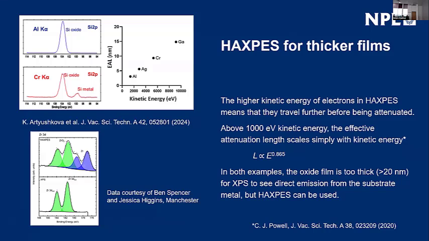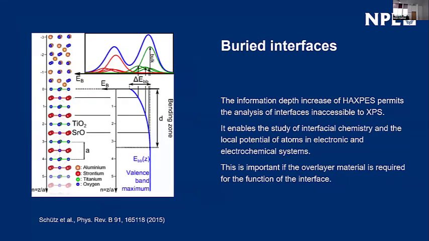I've already said that the attenuation length is closely related to the kinetic energy. So HAXPES gets you through thicker films, and these are just some examples of this 25 nanometer silicon oxide. You can't see through it with normal XPS, but you can with chromium K alpha radiation. And this is a comparison on zirconium oxide with the gallium K alpha source and normal XPS. This is from Scienta. So this allows us to see buried interfaces.